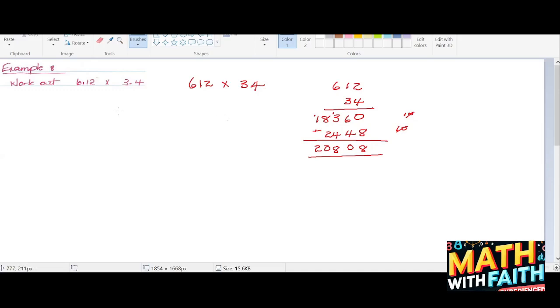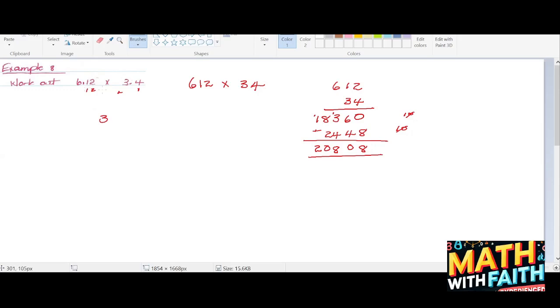Now I have to put back the point. Oh, where do I put it? Do I put it here, before the 8, before the 0? Where do I put this point? Now I look to see how many digits after the point I have in my question. So in the 6.12, I have 2 digits after the point. And in the 3.4, I have 1 digit. And I add them. So I have 3 digits after the point in my question.